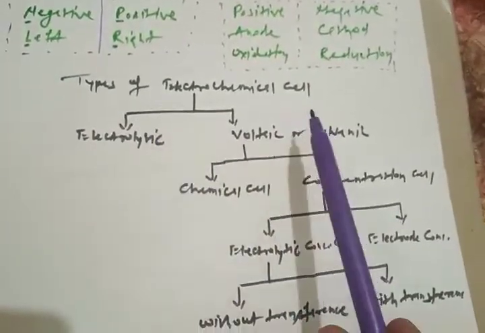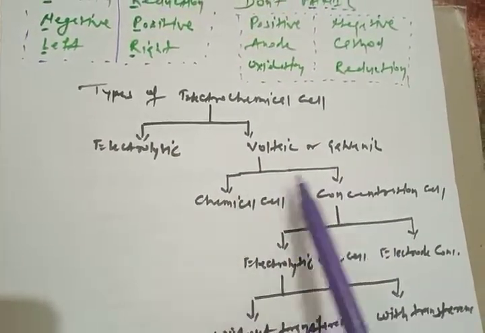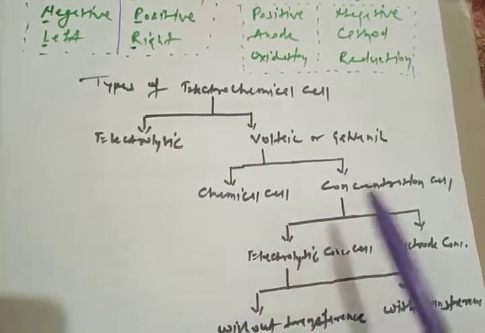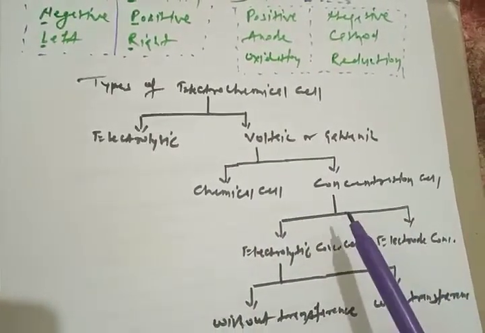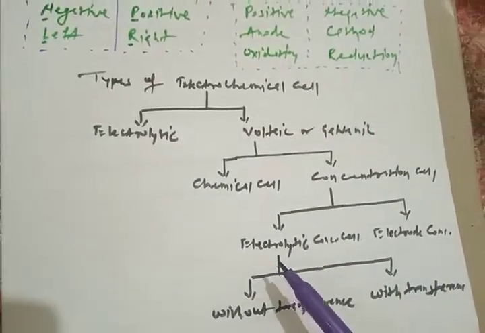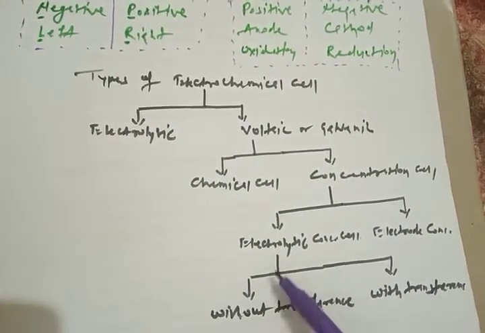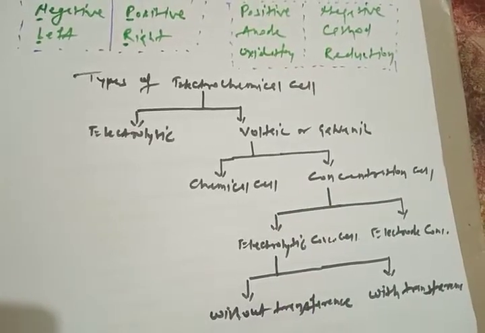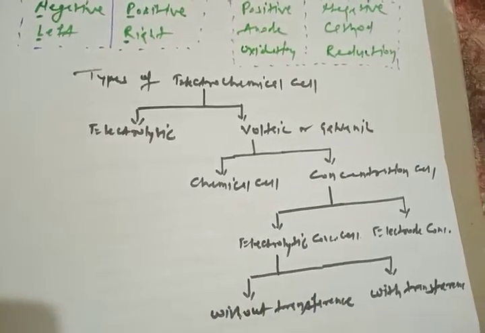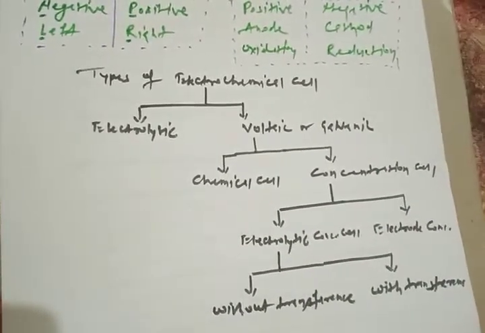The types of electrochemical cells: electrolytic, then voltaic cell. Voltaic cell is again of two types: chemical cell and concentration cell. Concentration cell is of two types: electrolyte concentration and electrode concentration. Then the electrolyte concentration cell is again of two types: without transference and with transference.